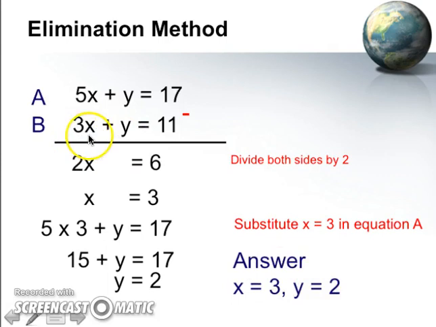We can check that. 3 times 3 is 9, plus 2 is 11. And 5 times 3 is 15, plus 2 is 17. Let's look at another example.